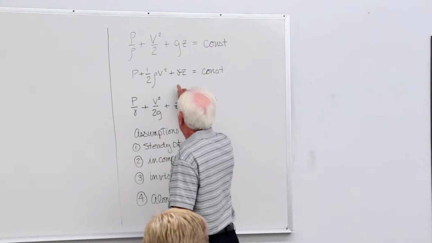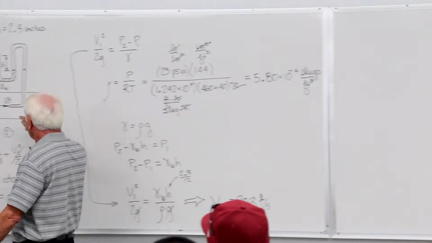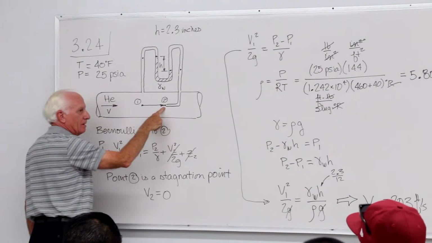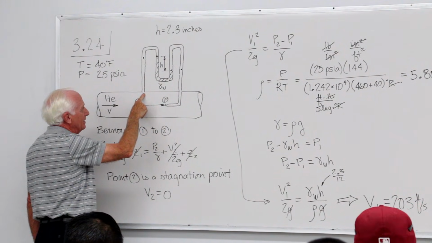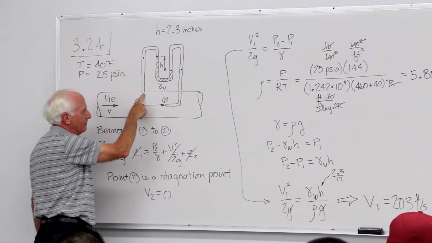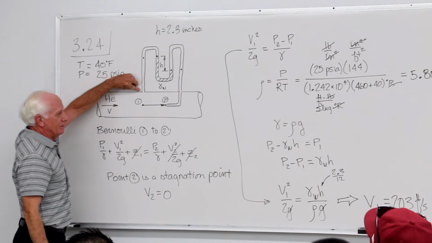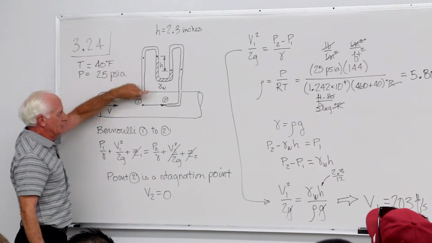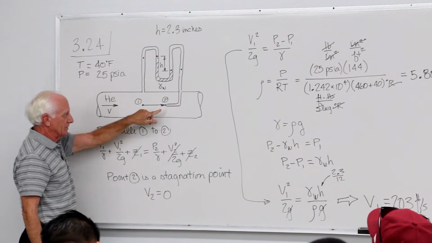Go up here. This point right here is the stagnation pressure. This point right here is the static pressure. So this pressure tap here measures static pressure. This pressure here, stagnation pressure. Bring the fluid to rest. Stagnation, bring it to rest.